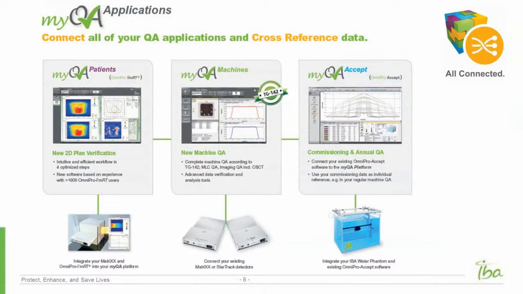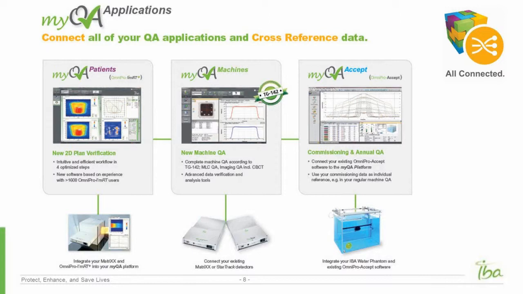How does the software actually look when you're talking about hardware? Well, myQA patients, myQA machines, and myQA Accept are the three major software modules that we're going to discuss today briefly. And myQA patients is used for your planar dose patient verification. myQA machines for all dosimetry tests, quality assurance tests, custom tests, and especially for complete TG142 coverage.